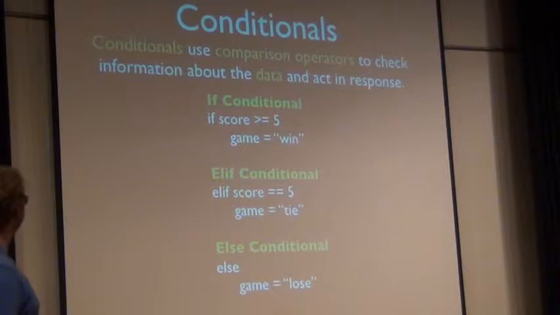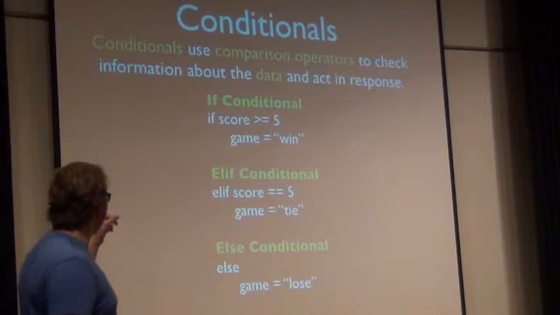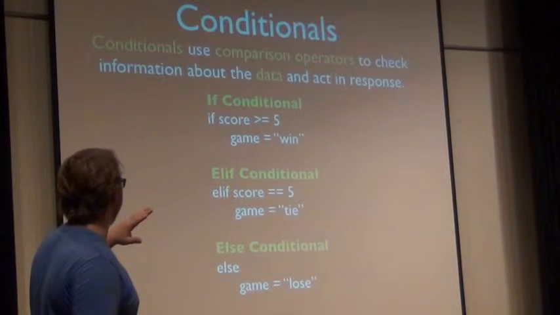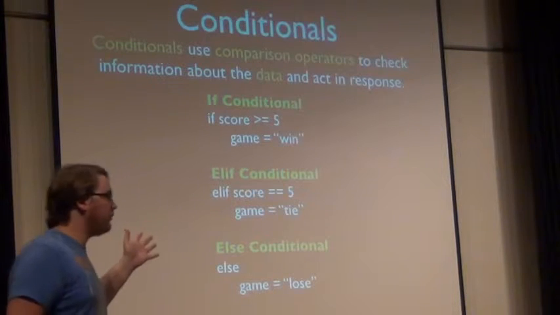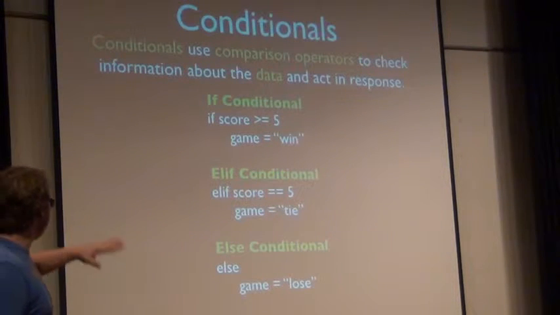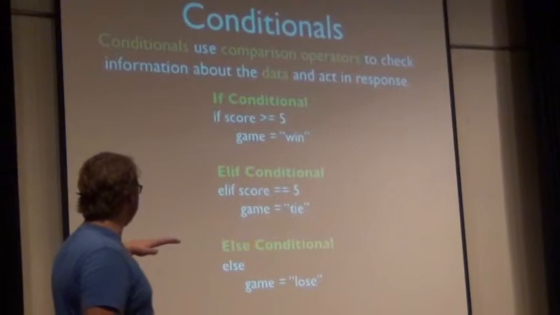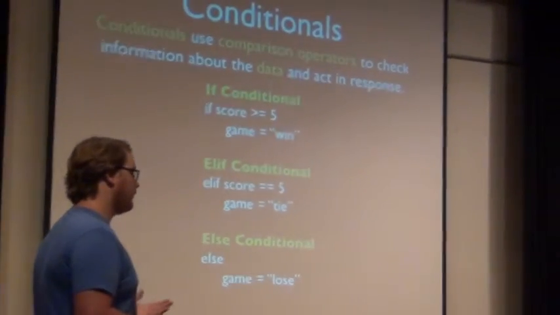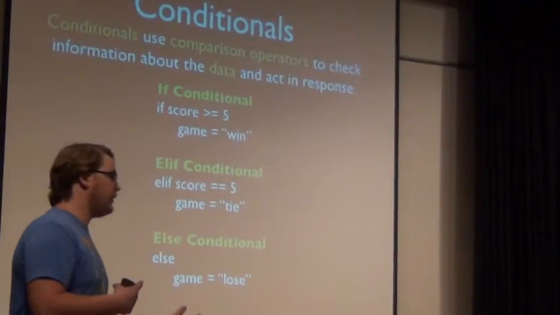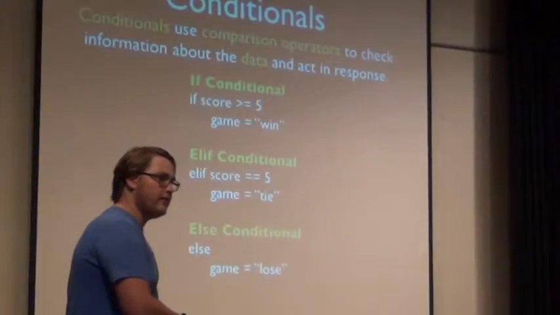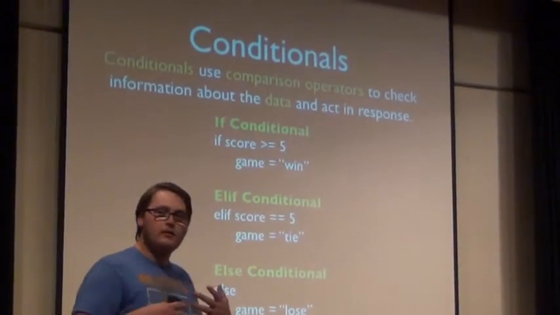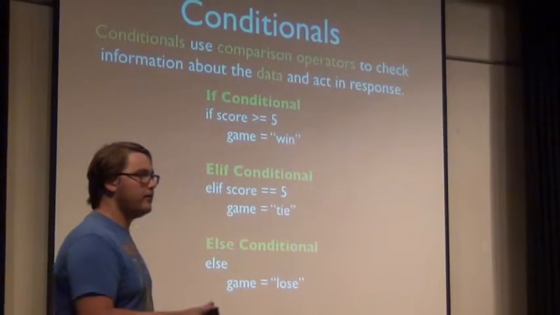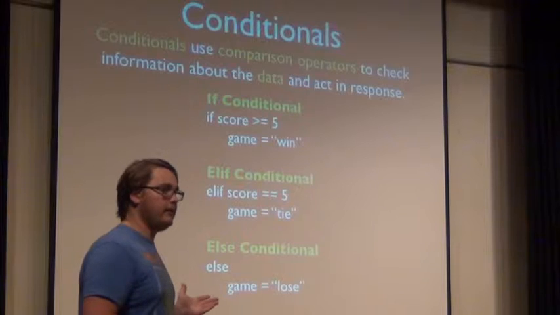So it accommodates for all other possibilities. So if the score is not greater than or equal to 5, this is a little, now that I look at it, I don't like this. But if the score is greater than or equal to 5, then the game is 1. If the score is equal to 5, then the game is a tie. For all other possibilities, the game has been lost. It's kind of just a streamlined way of saying, usually you're just looking for a couple of possibilities, and all other possibilities result in something else happening.